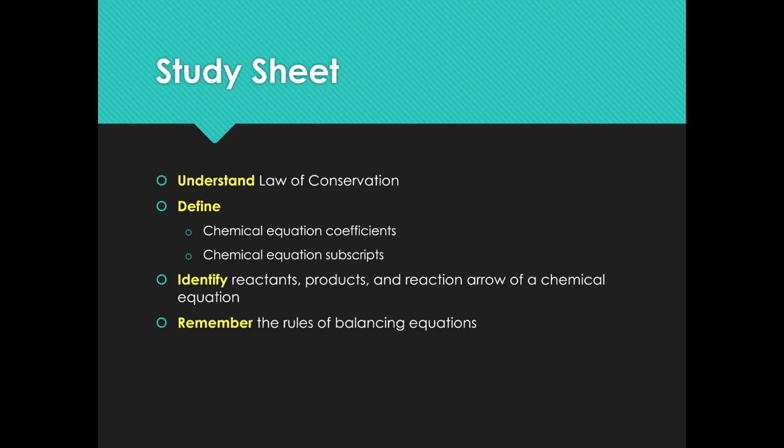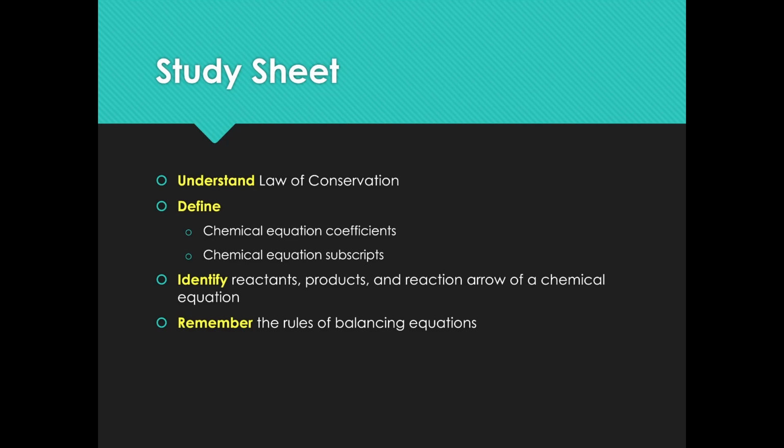It is so important, not just to human history, but also to your understanding of chemistry. If you don't always think when you're walking into chemistry that there should be some kind of law of conservation, we've not done our job teaching you chemistry. Number two, make sure you can define what coefficients and subscripts are. Now, I specifically write chemical equation because the words coefficient and subscripts are not unique to chemistry.